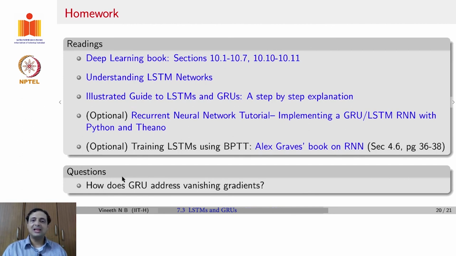Let's leave one question for you to take away. We did answer how LSTMs address vanishing gradients. How do GRUs address vanishing gradients? Try to look at its architecture and think about this question to ponder.